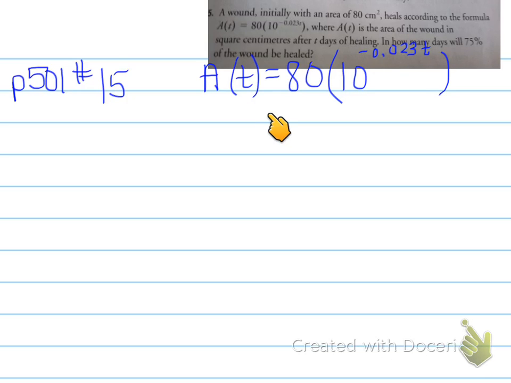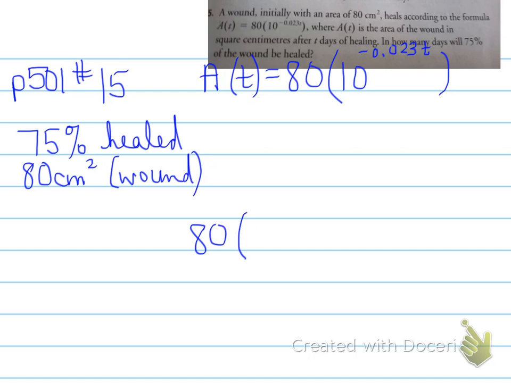We're talking about 75% of the wound being healed. A represents the area that is still a wound. So when we're talking about 75% healed, how much is remaining to be a wound? Well, that's actually 25%. We want to develop the equation in such a way that we'll get the right answer. 80 centimeters squared is what originally started, and we're going to subtract 75% from the original.